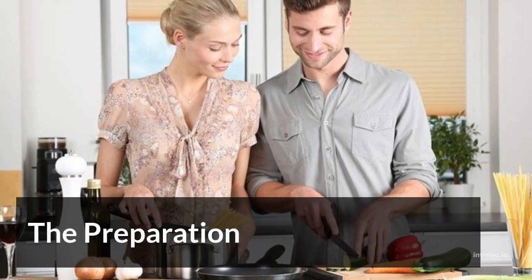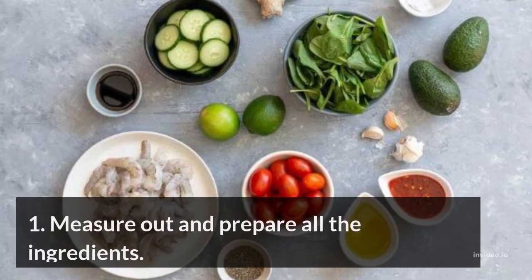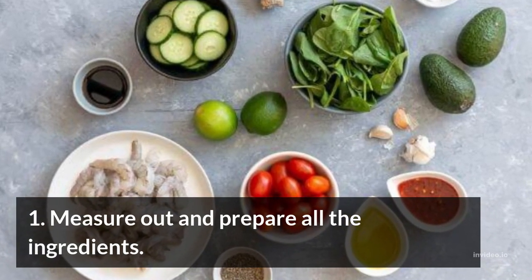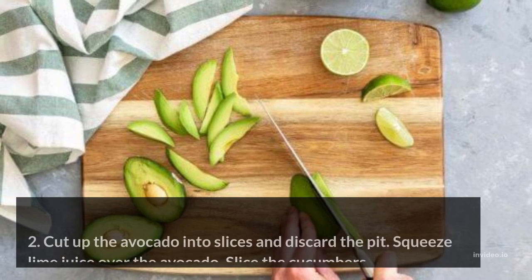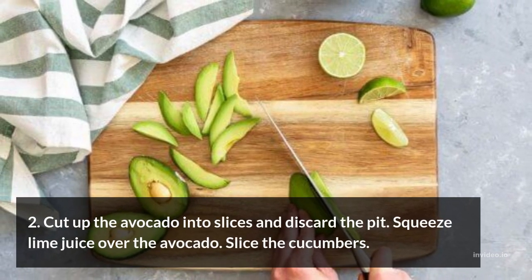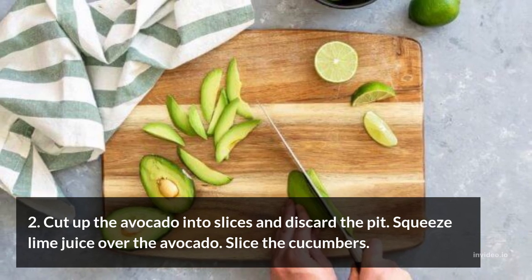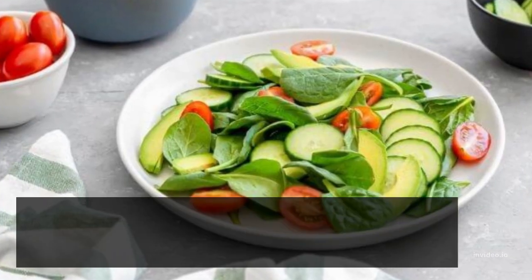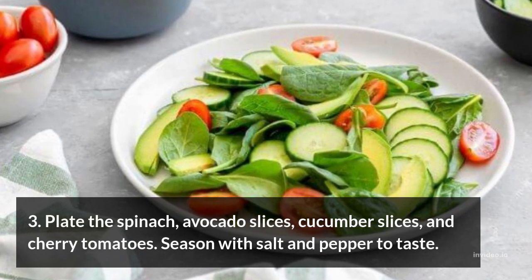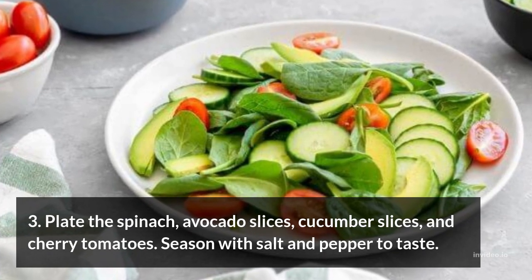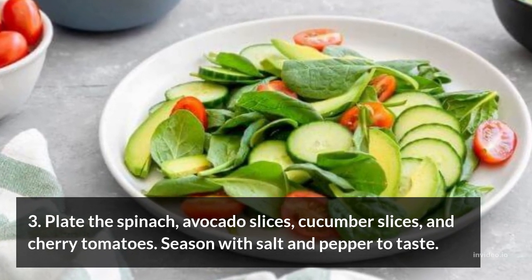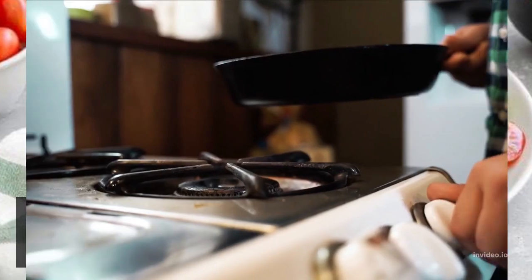The preparation: 1. Measure out and prepare all the ingredients. 2. Cut up the avocado into slices and discard the pit. Squeeze lime juice over the avocado. Slice the cucumbers. 3. Plate the spinach, avocado slices, cucumber slices, and cherry tomatoes. Season with salt and pepper to taste.